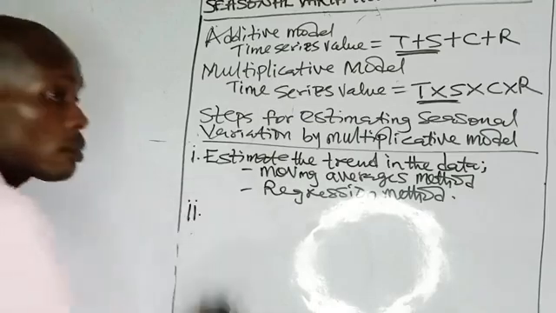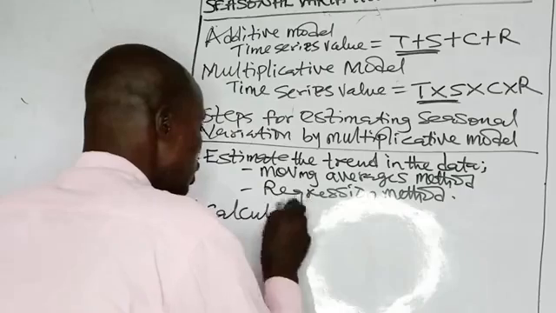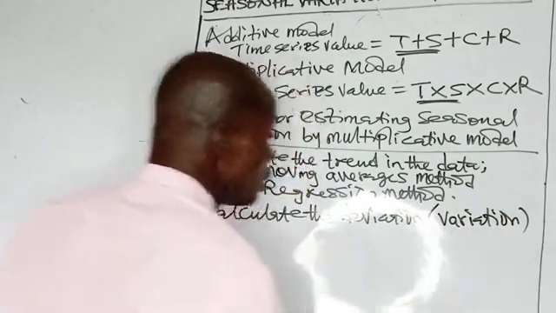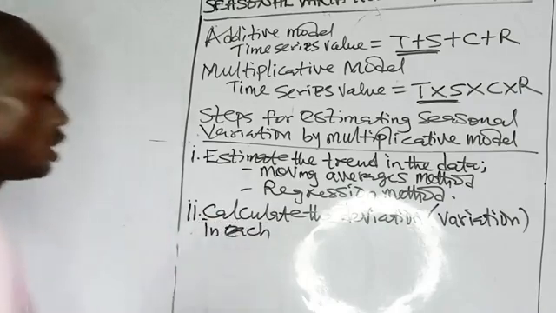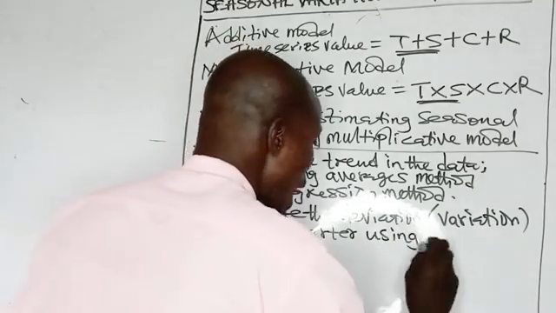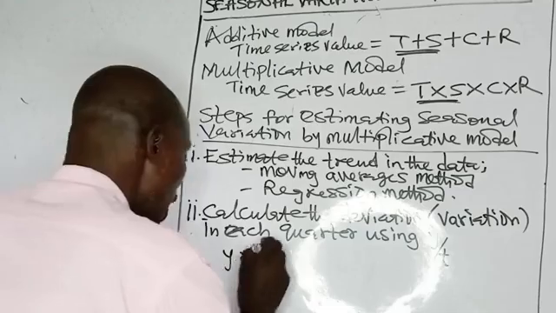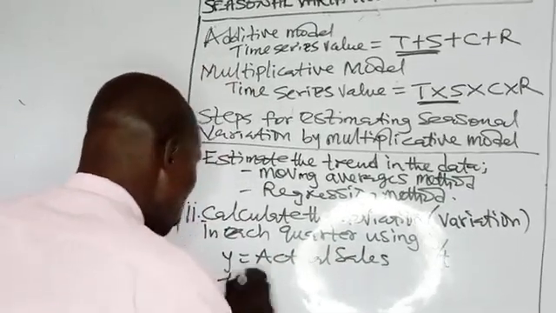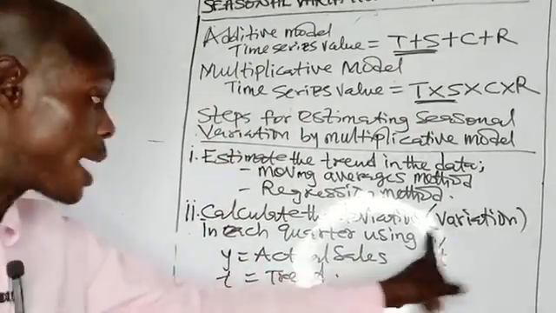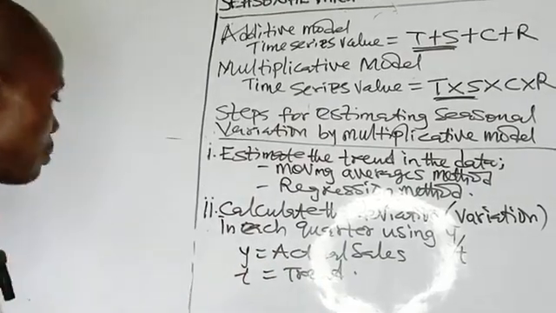The second step, calculate the deviation or variation in each quarter, or data in each quarter, using y over t, or if you like, you can take the result to percentage, where y equal to actual sales, and t is trend. If you go by the first video, the video I have on the additive model, we have y minus t, but this is in fraction now, y over t, which is actual sales over trend. That is the second step.